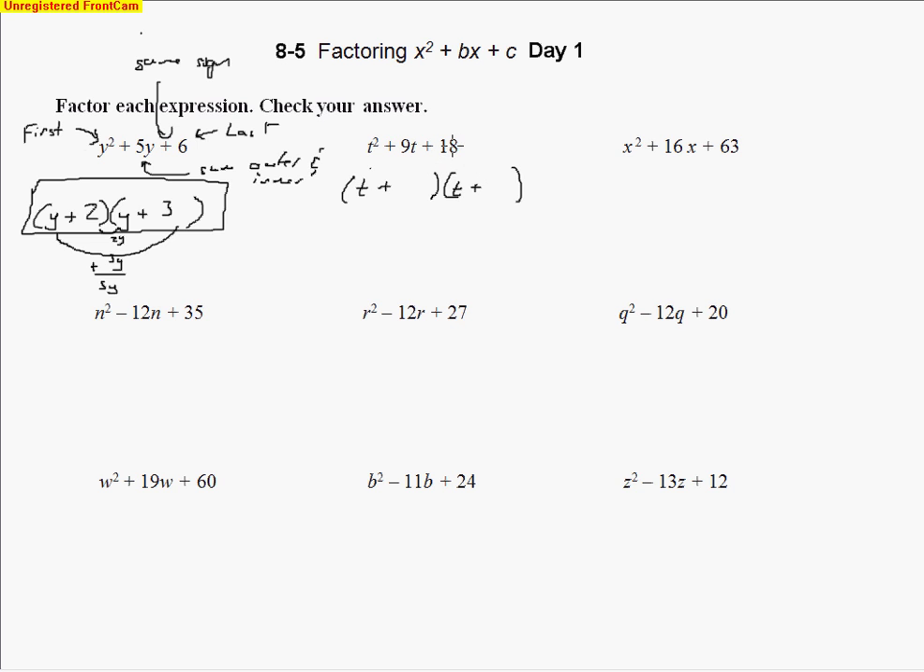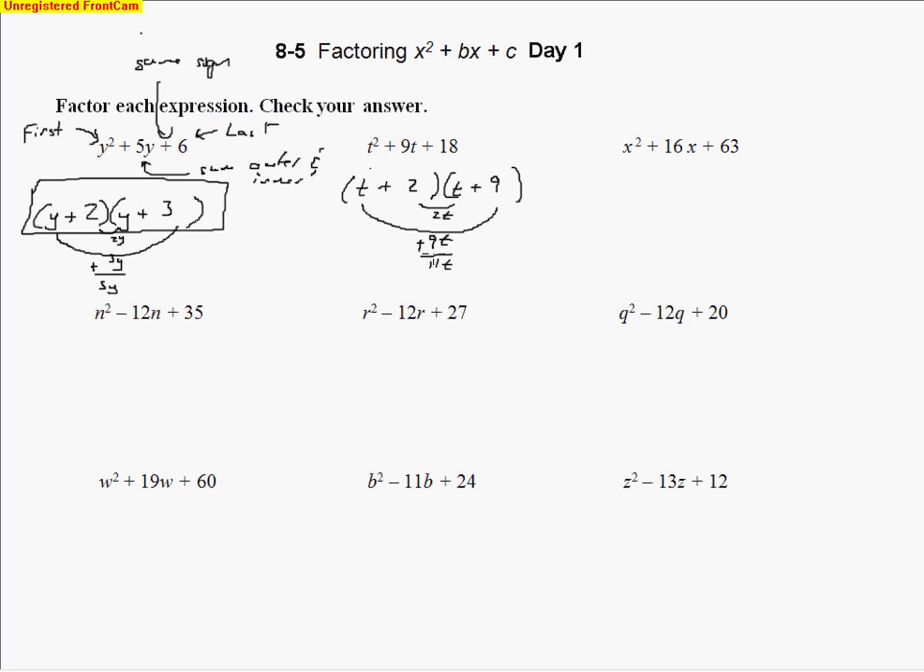So now I need numbers that multiply to make 18. A few different options here. For instance, 2 and 9 multiply to make 18. But you see, these aren't right, because when I go ahead and check the outside and inside terms, this would be 2t and 9t, making a total of 11t. And you see that doesn't match what I have here.